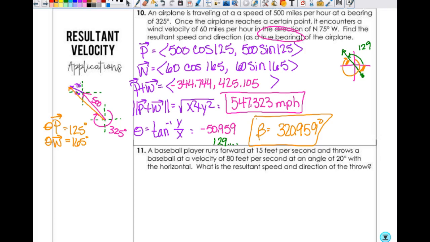It's asking you for the bearing. Bearing starts at 0 and goes around this way to here. Yeah, so 90, 90, 90, that's 270 plus that 50 right there. Okay, I will re-explain this starting tomorrow.